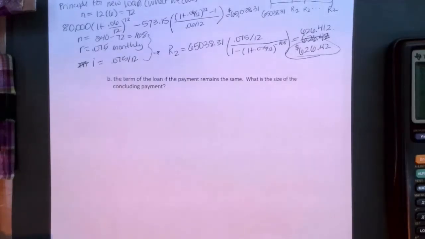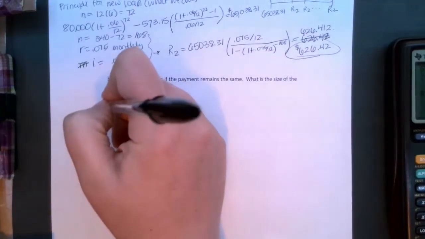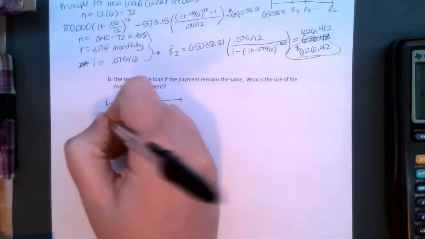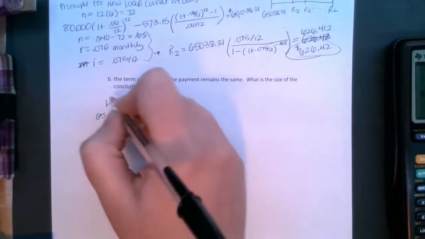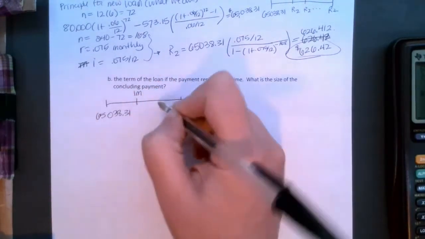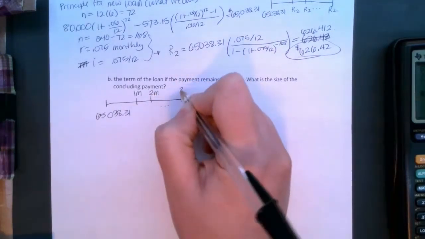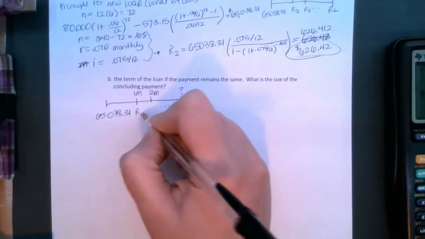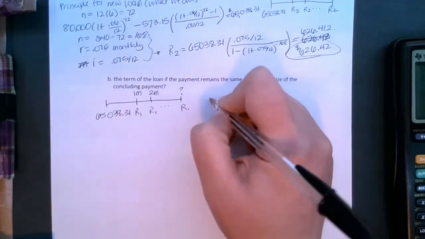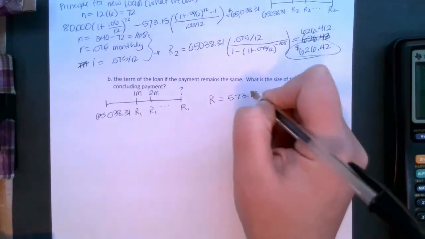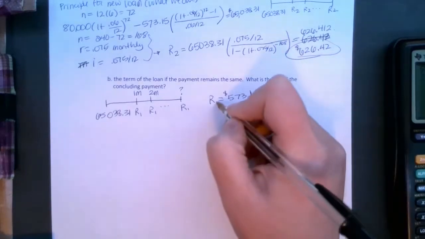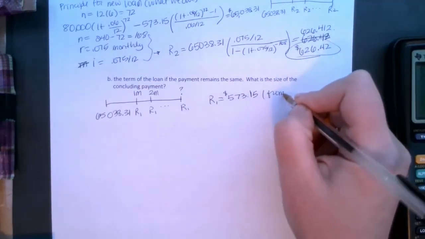Okay, so we're in example 14, part B. We want to find the new term of the loan if we don't change the monthly payment, but we have the new R. So again, I'm just going to make a fresh timeline here. So we still have $65,038.31 left on the loan. This is what we're trying to find, how much we're paying, but we're still going to use our R1. Remember, R1 from the previous problem we just did was 573.15, and that's from part A.